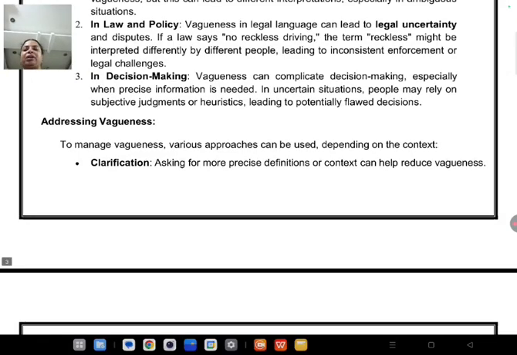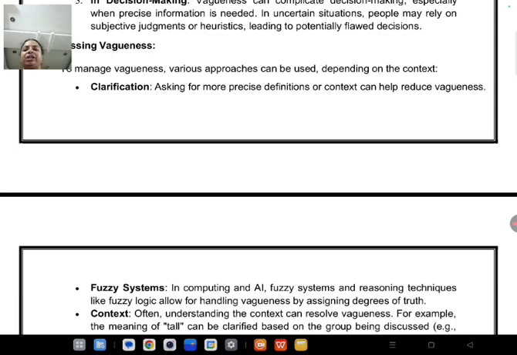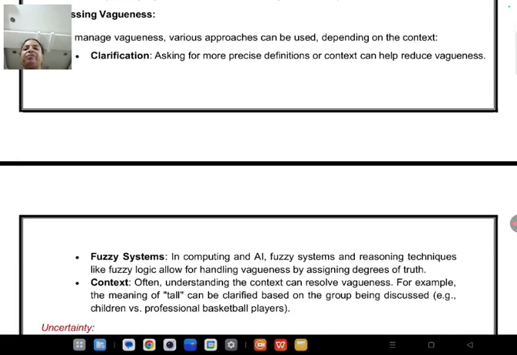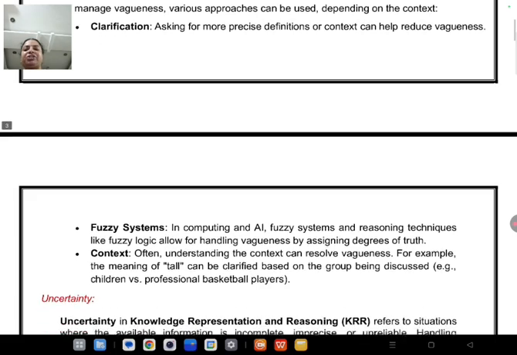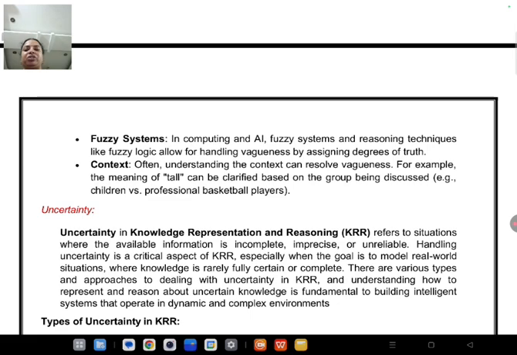For addressing vagueness, we can go for different steps. One is clarification, that is by checking with different people or different sources, we can get clarification of the information. Next one is fuzzy systems. Based on fuzzy systems or reasoning systems, we can check whether the information is true or false. Next is based on the context. Based on the context, we can check whether the information is related to the particular context or not, or we can understand the information based on the context.